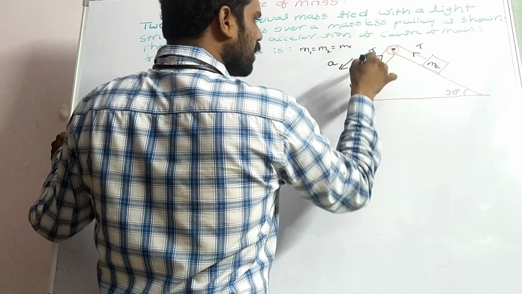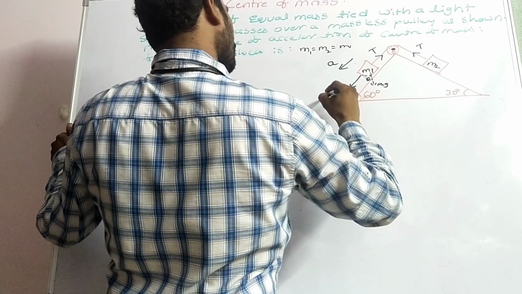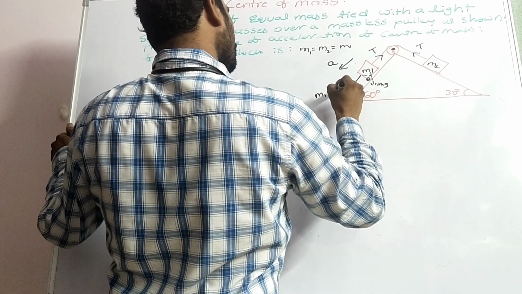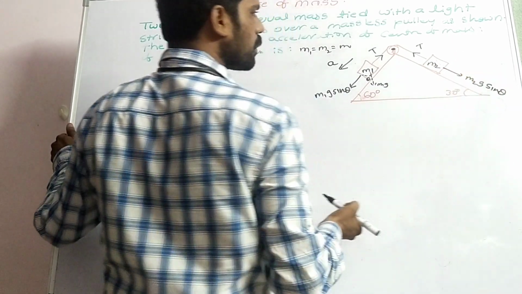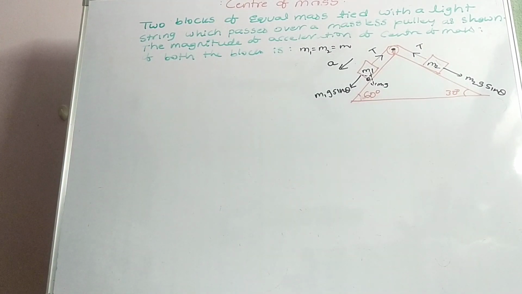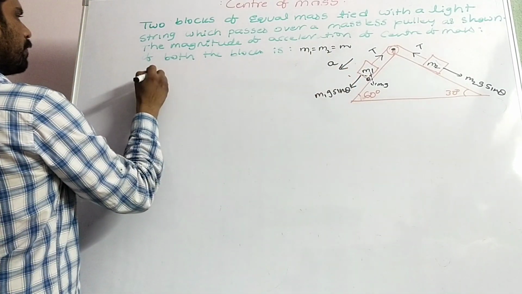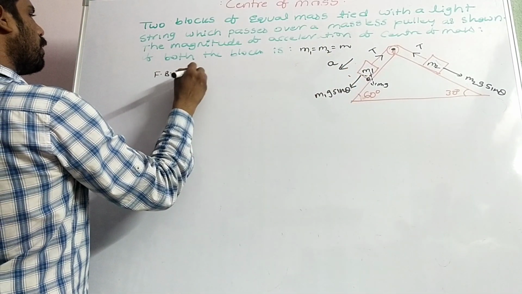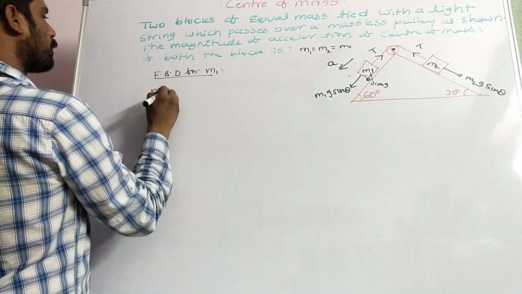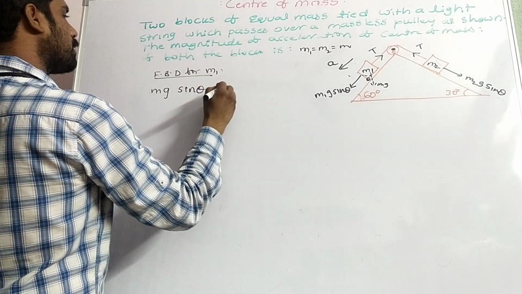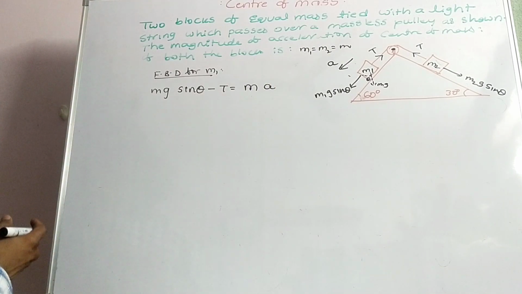Then it can be resolved into two vectors. Here m1g is acting, so this is theta. m1g sin theta is acting like this. Here m2g sin theta is acting like this. Now the FBD for m1, for this body: mg sin theta minus T is equal to ma.